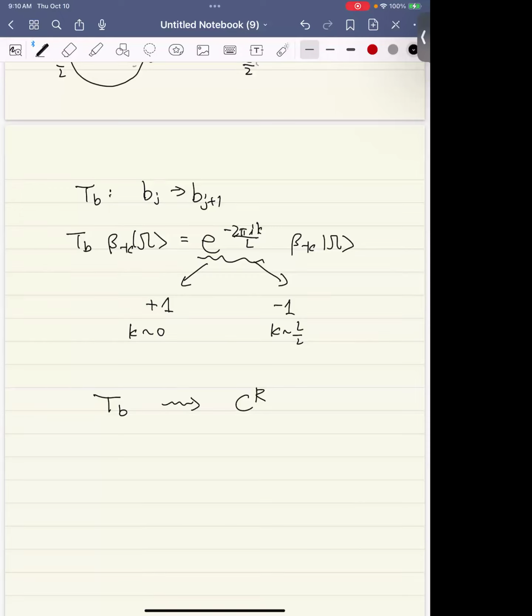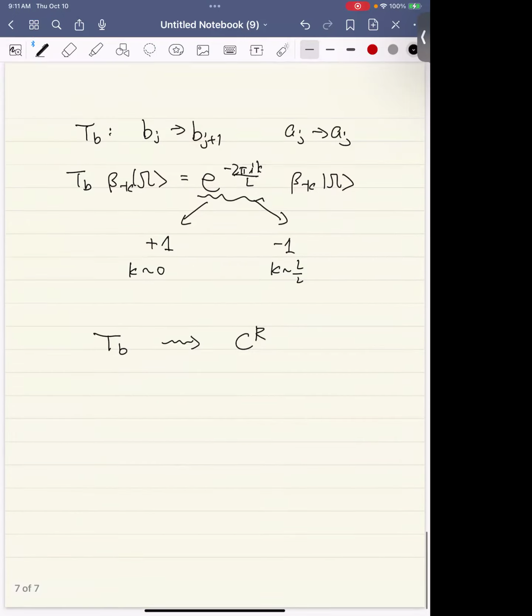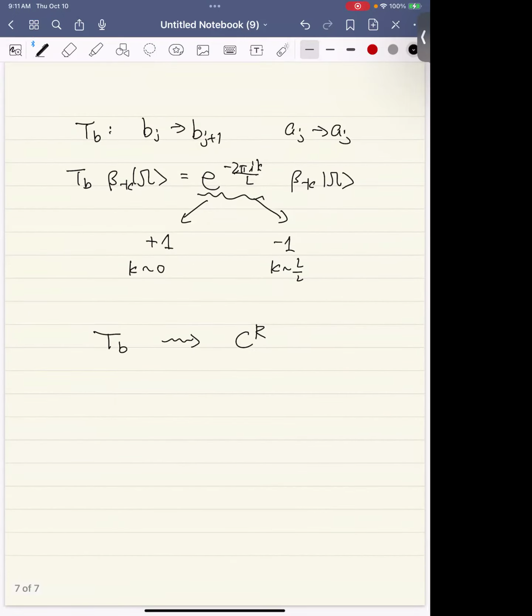But importantly, this TB doesn't act on AJ, so it leaves the AJ fermion in there. Any question at this point? This is probably the most important technical step in the talk.